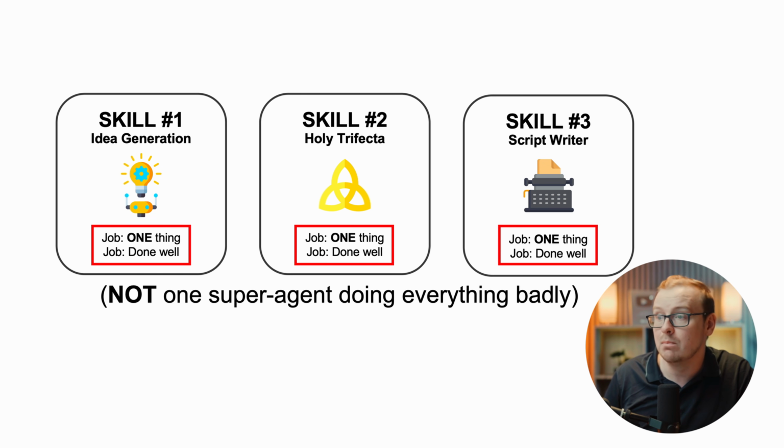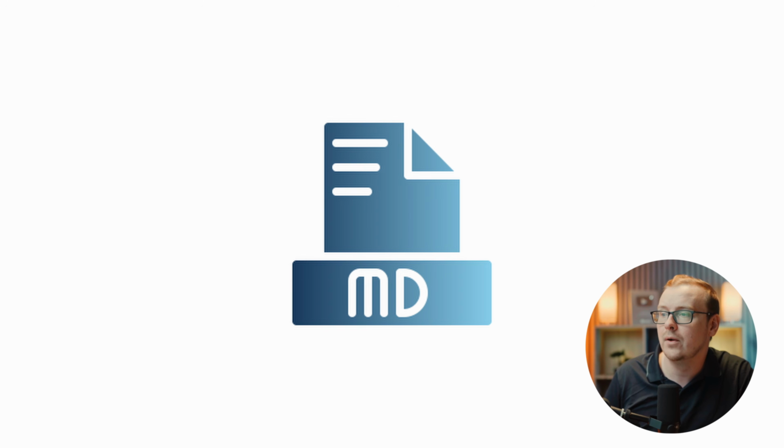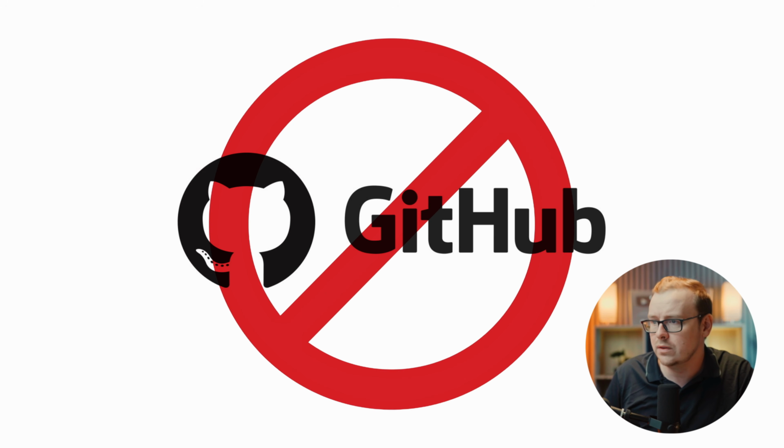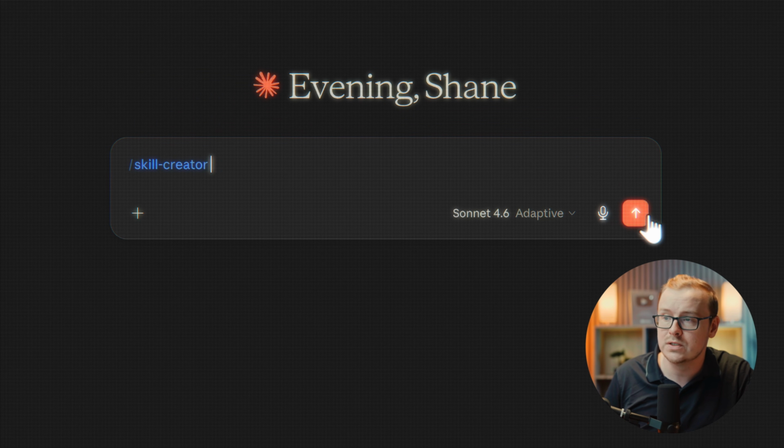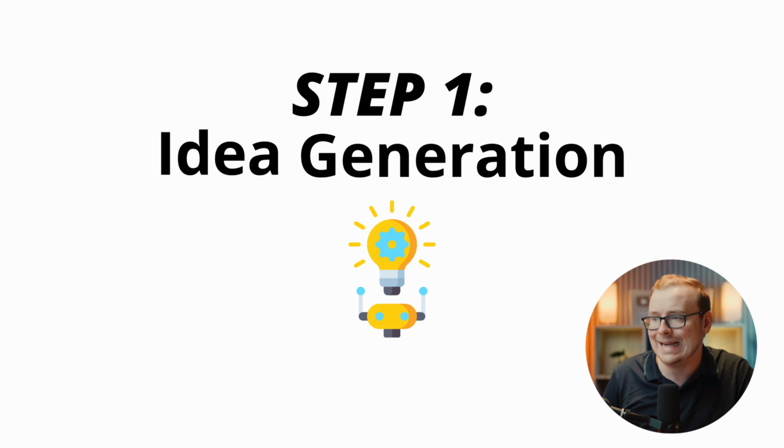And each skill is just a markdown file, or a .md file. You don't need to download skills from GitHub or anything else. You can just type /skill, skill creator inside Claude, and it'll build you a custom skill for whatever you need. And I have one for every step in my workflow, and I'm about to walk you through each one of them. So step one of the workflow is idea generation.